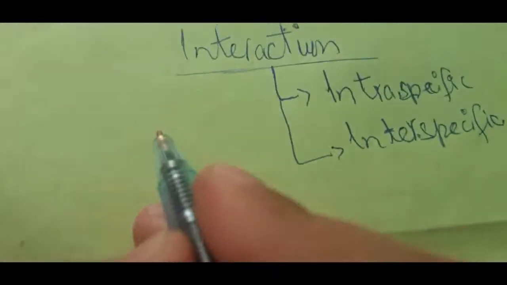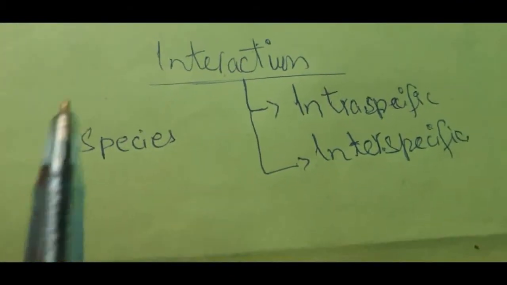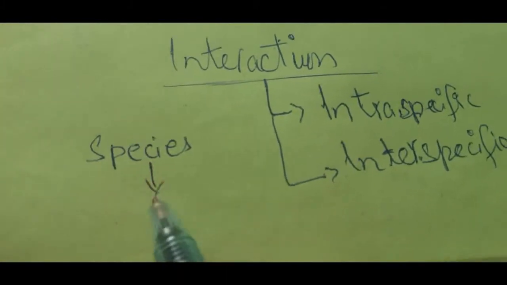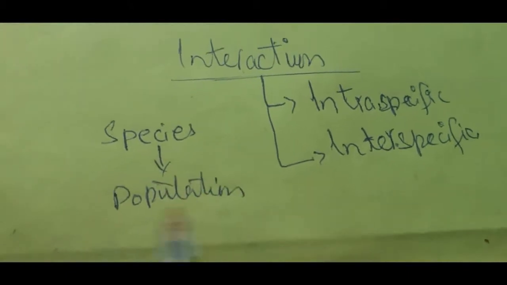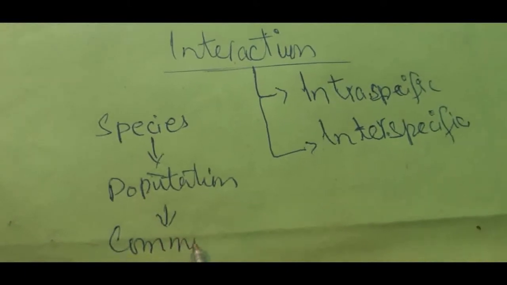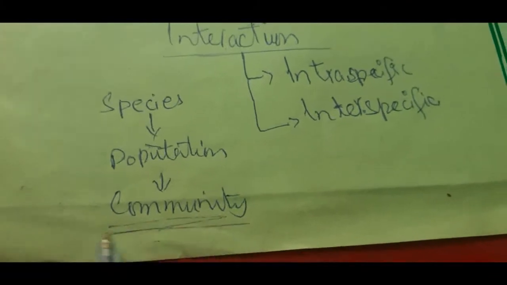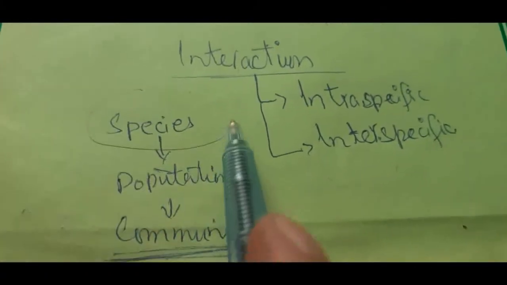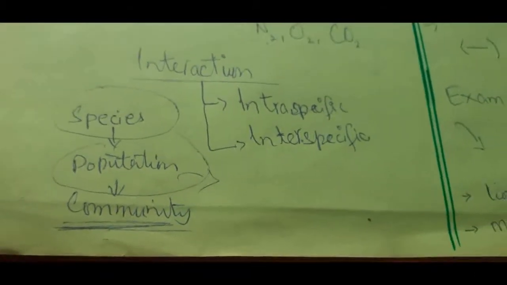So if you remember, what do we say? We say that usually the hierarchy is that there are different species. When the same species combine together, they make a population, right? And when different populations combine together, we say they make a community. And today we are reading and understanding just the interactions in this community, that how species depend on species and how populations depend on other populations.